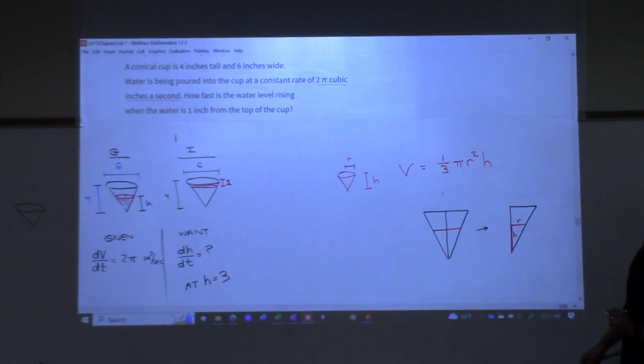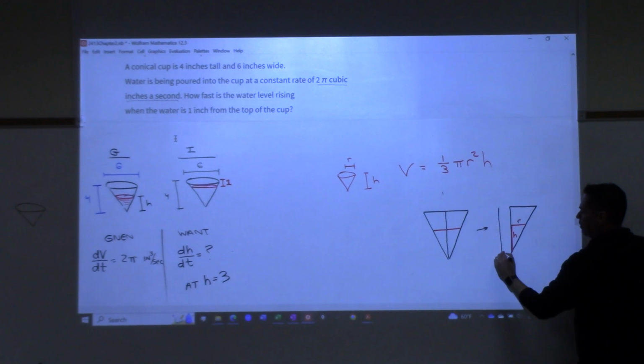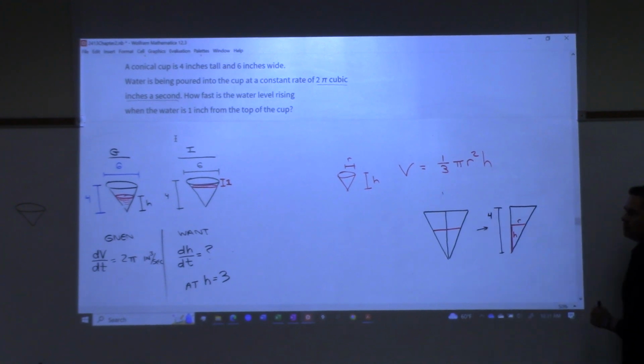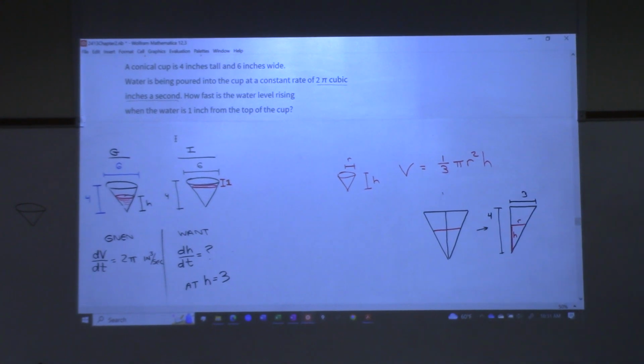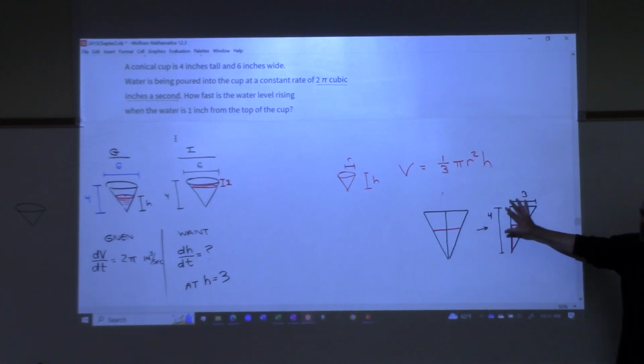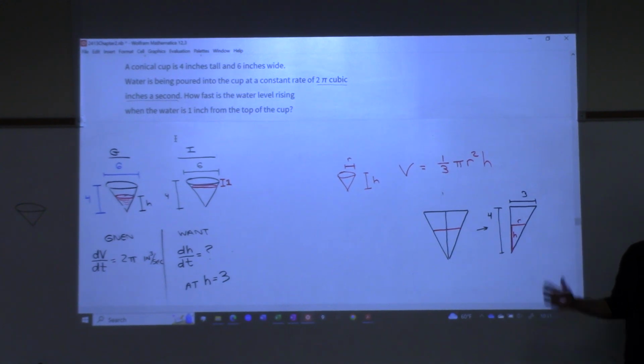Now, finally, the cup dimensions can come in. Do you all agree the distance from here to here is 4? And the distance from here to here is 3. Right? What have I done here? What have I created here? Similar triangles again, right? This is another set of similar triangles.